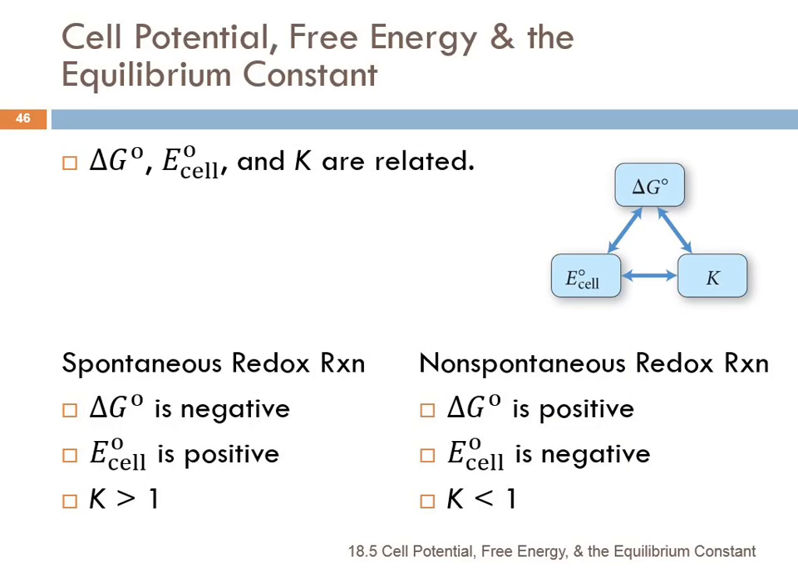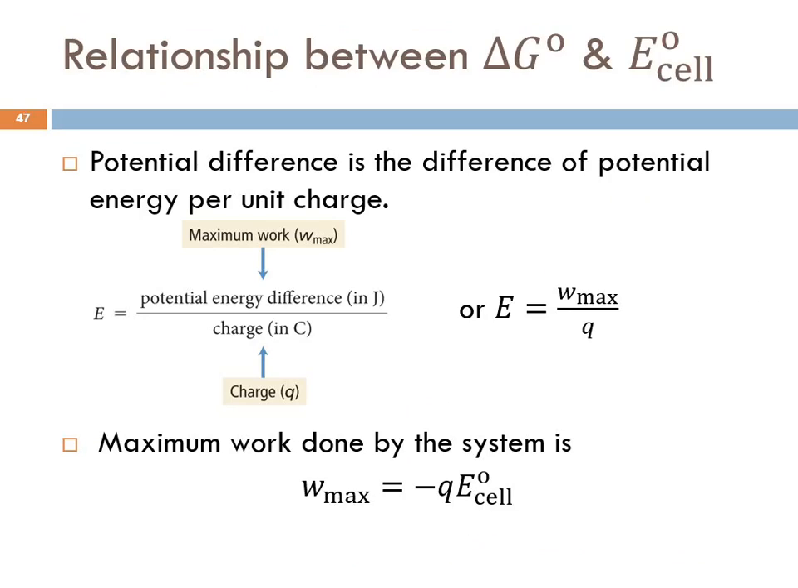We were talking earlier about free energy and equilibrium constants, and it turns out that those two things are related to cell potential. So here we have a nice little graphic, and this is sort of a summary. For a spontaneous redox reaction, delta G will be negative, the cell potential will be positive, and the equilibrium constant will be greater than 1. And the opposite is true for non-spontaneous redox reactions. So there's a relationship going on here, and we're going to look at them.